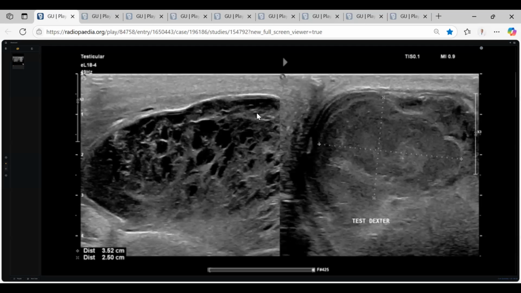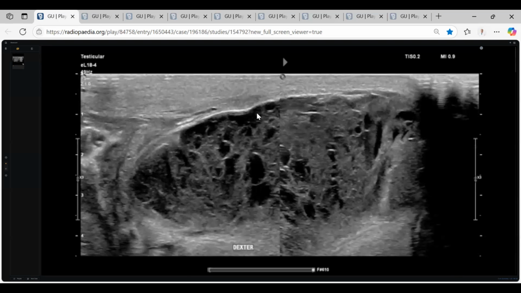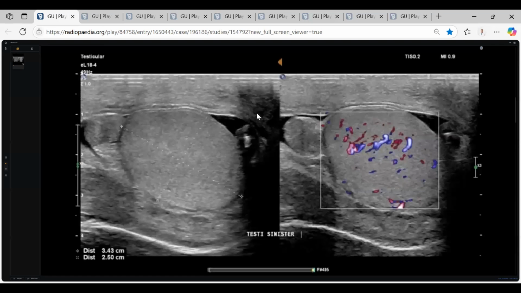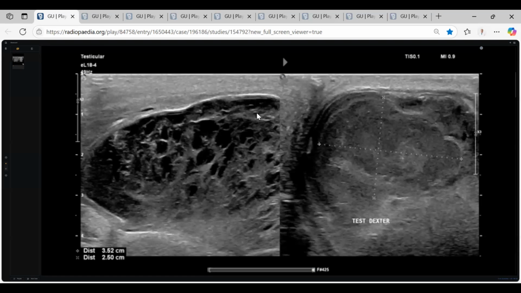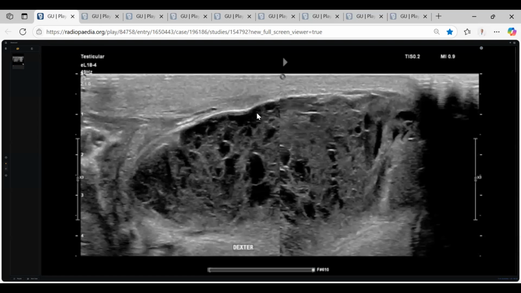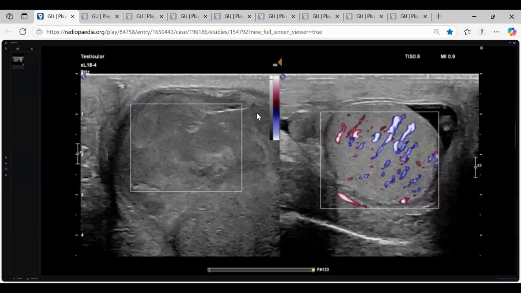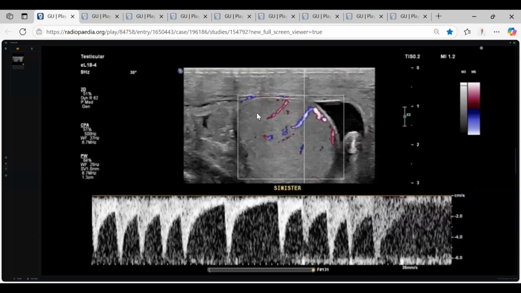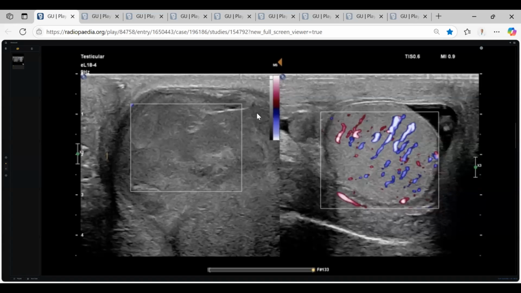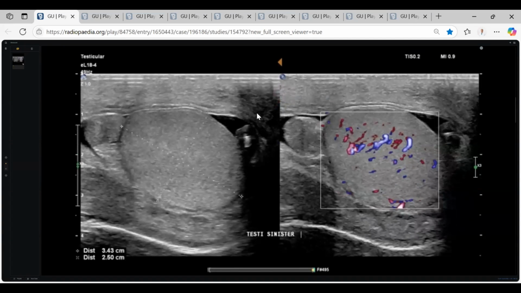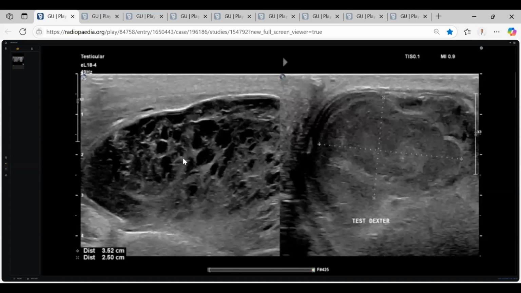So this would be in keeping with testicular hemorrhage with fracture. I'm just looking at the rest. There is lack of color flow in the right testicle, and there is irregularity of the tunica.